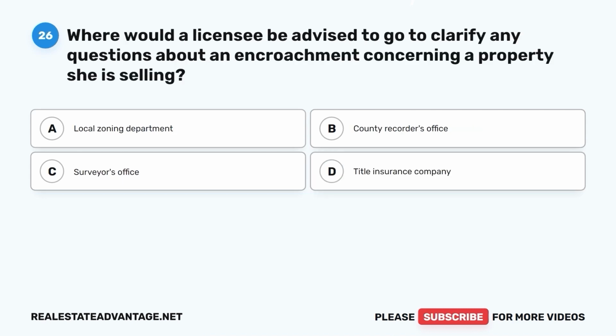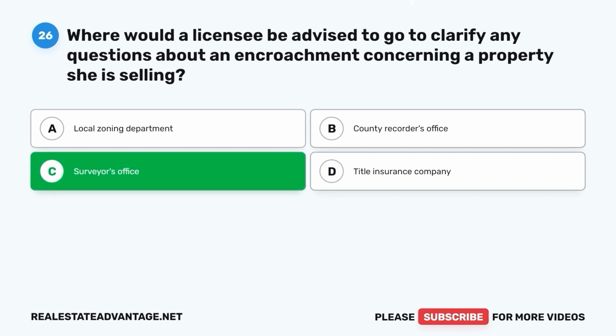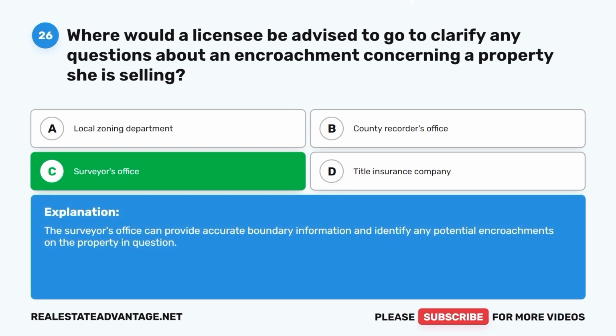Question 26. Where would a licensee be advised to go to clarify any questions about an encroachment concerning a property she is selling? A. Local zoning department. B. County recorder's office. C. Surveyor's office. D. Title insurance company. The correct answer is C. Surveyor's office. The surveyor's office can provide accurate boundary information and identify any potential encroachments on the property in question.